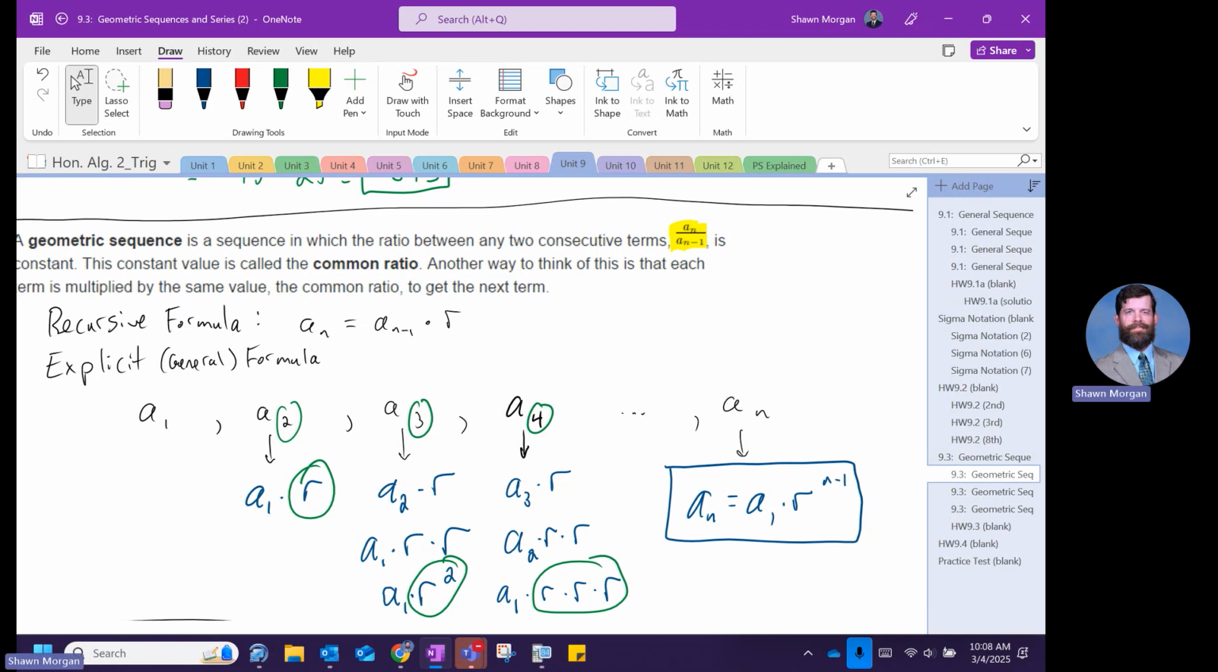Now, I don't want to brush over the fact that I've got something highlighted at the top. What's highlighted at the top is how you find your r value. How you find the common ratio is by dividing. So maybe you divide the second term over the first term, or third term over the second term, or fourth term over the third term. That's how you find your common ratio each time.